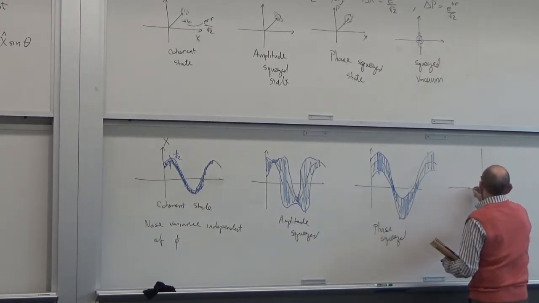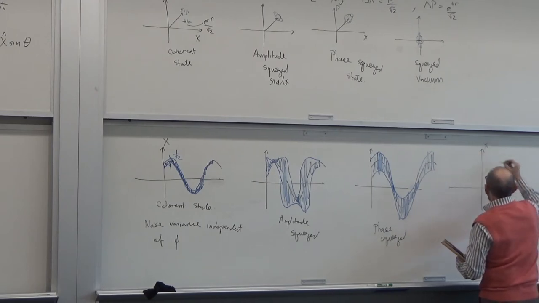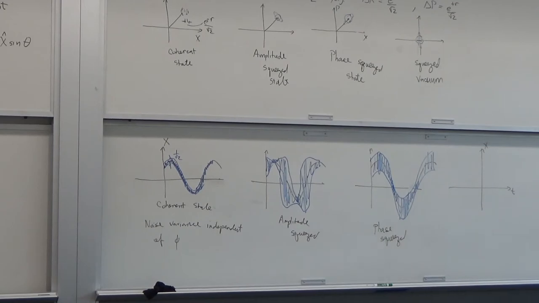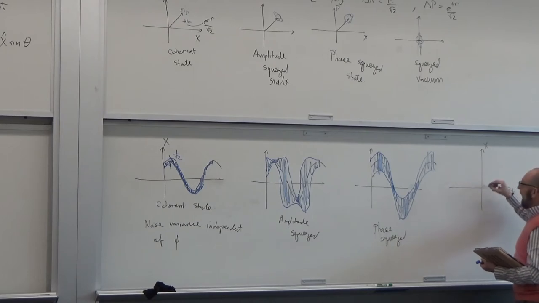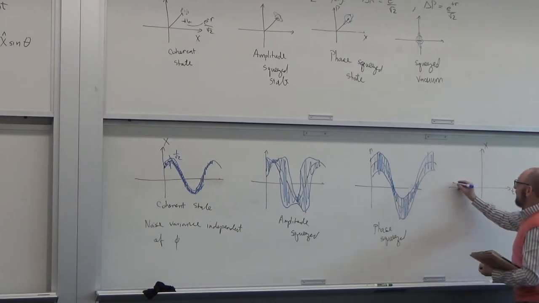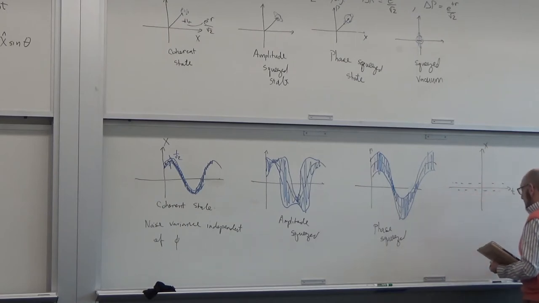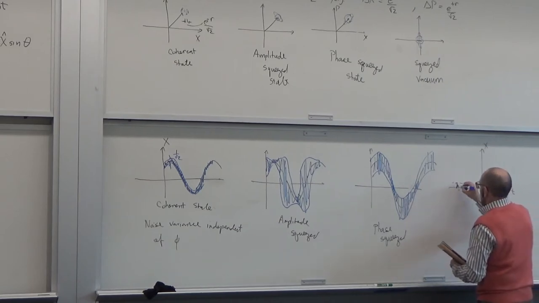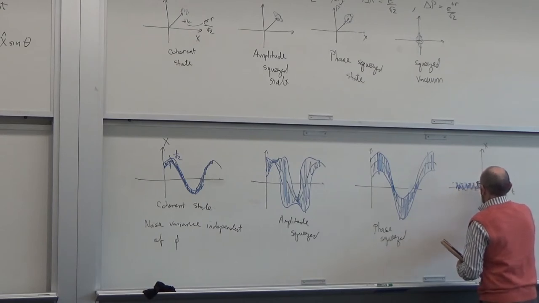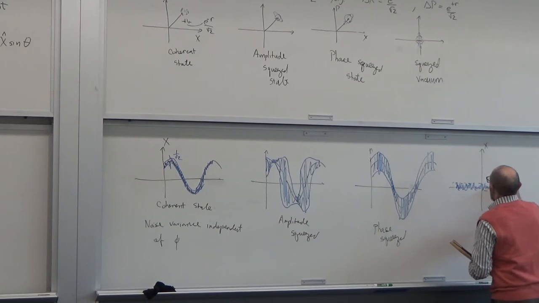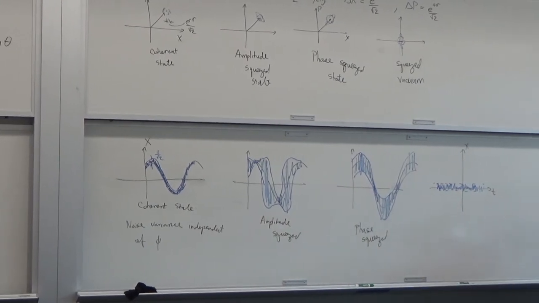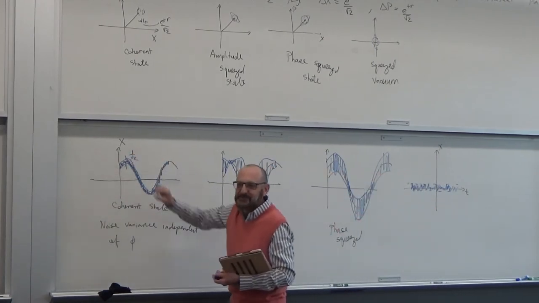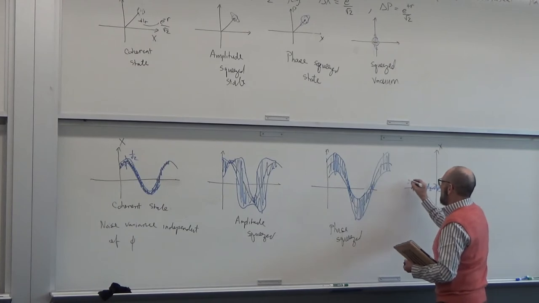I can ask, what about if I had the vacuum? And I ask, what is the quadrature in the vacuum? Well, the vacuum is not an eigenstate of the X operator, right? It has uncertainty, which means the quadrature, if I were to ask, is going to have vacuum noise. And the vacuum noise is going to be the same at all phases. This is supposed to be the same thickness, although I didn't draw it. Okay, so this thing is 1 over root 2.